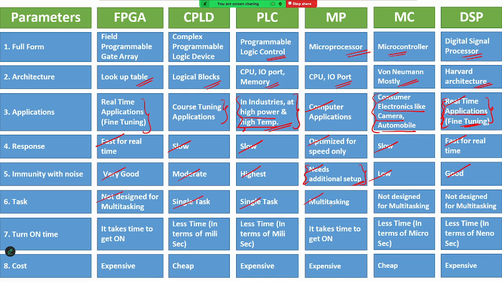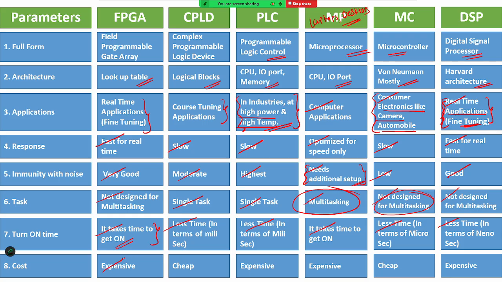Multitasking: some are not designed for multitasking, some are single task, and some are multitasking. Microprocessor means just remember laptops and desktops, which are used for multitasking. Microcontroller is not designed for multitasking, and this is used for single tasking only. Turn on time: it will take time to get on, why? Because whatever program is there should load. The others take less time to get on.